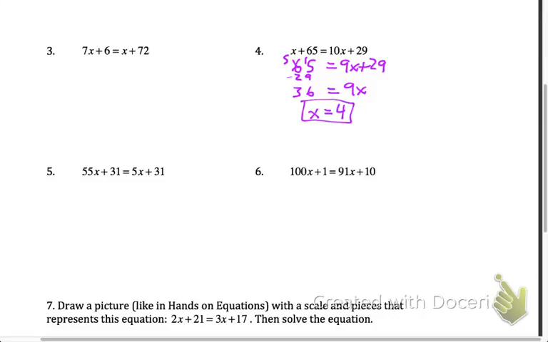and I know that if x is 4, 9 times 4 would equal 36. Let's check this out. 4 plus 65, and then on the other side, see if that's the same thing as 10 times 4 plus 29. Well, 10 times 4 is 40, so this side adds up to 69, and so does this side. It's good.